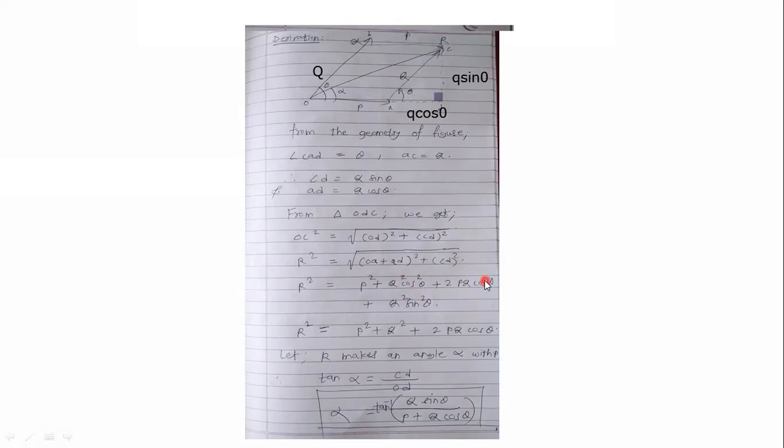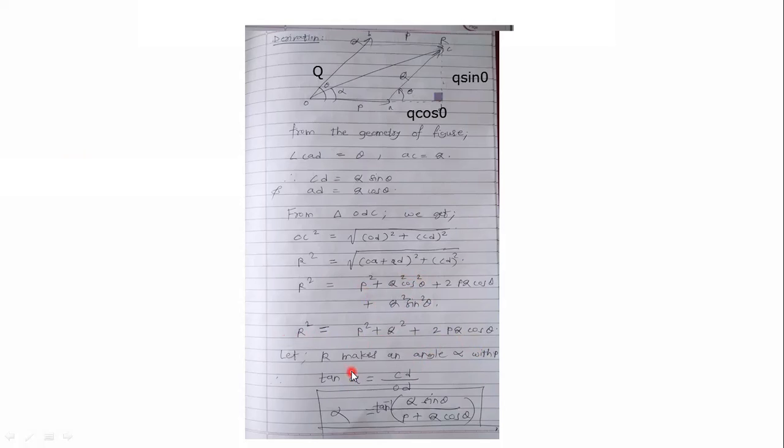Similarly, you will get it here. And CD square, CD will be nothing but Q sine of theta, so Q square sine square of theta. Now Q square can be taken common, and cos square theta plus sine square theta will be equal to 1. That's why at the end we will get P square plus Q square plus 2PQ cos of theta. Now if we take the square root of LHS and RHS, we get R is equal to under root of P square plus Q square plus 2PQ cos of theta. This is what we get finally.